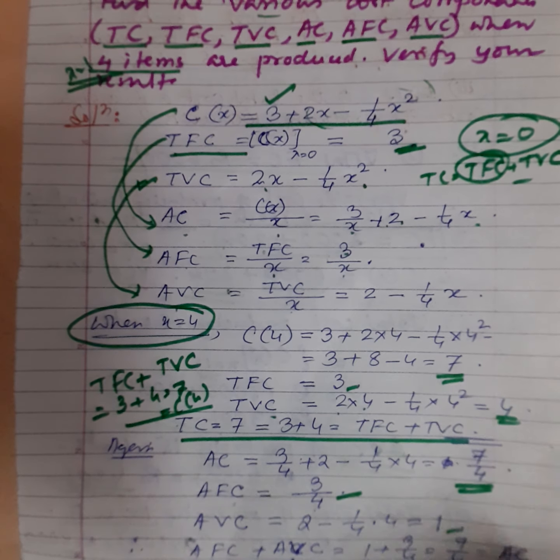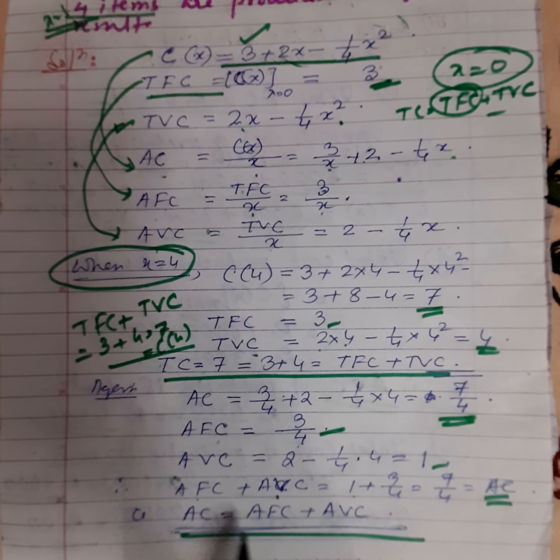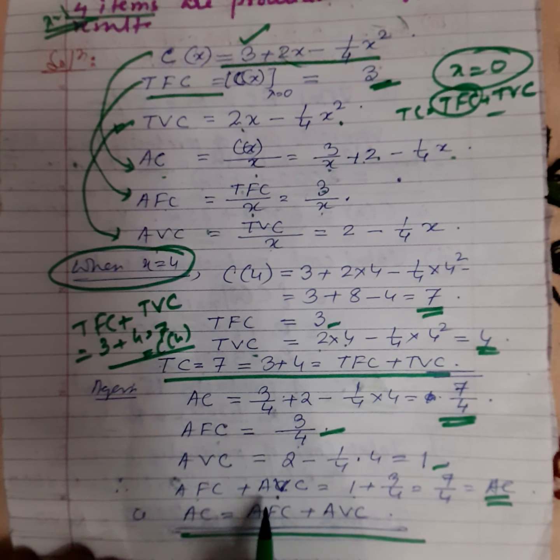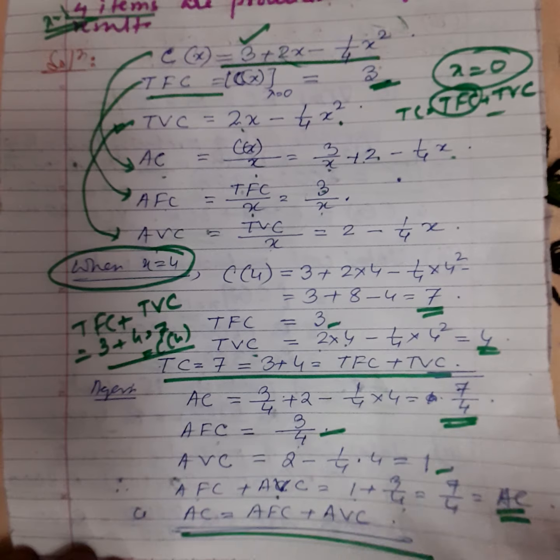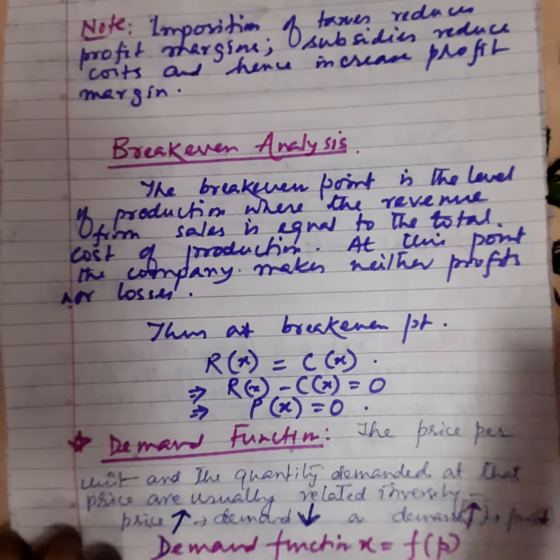So in this we have to prove AC is equal to AFC plus AVC. AFC plus AVC is equal to 1 plus 3 by 4, that is 7 by 4, and that is equal to AC. So AC is equal to AFC plus AVC. In this way we need to solve it. Clear? Next, see.